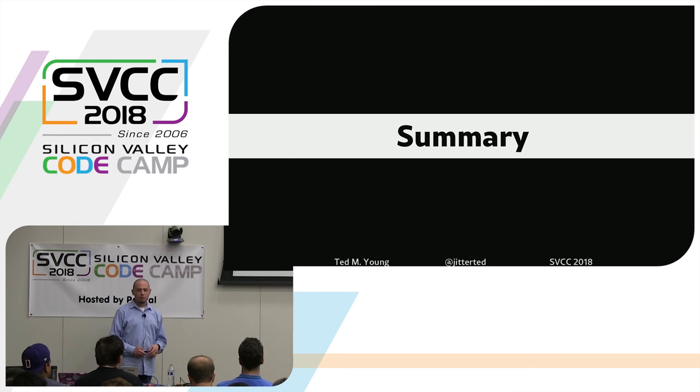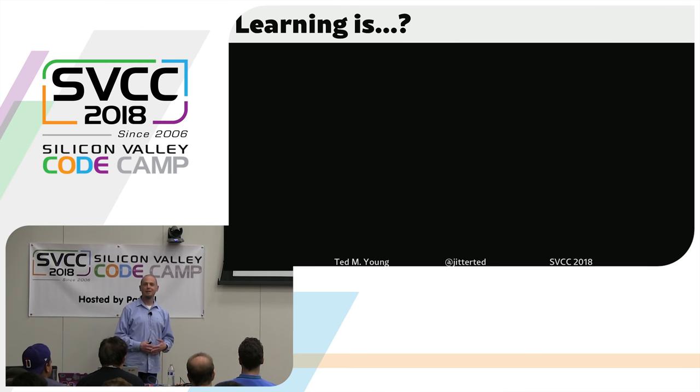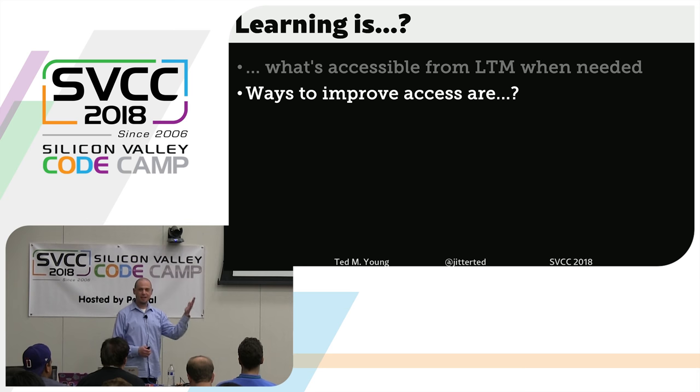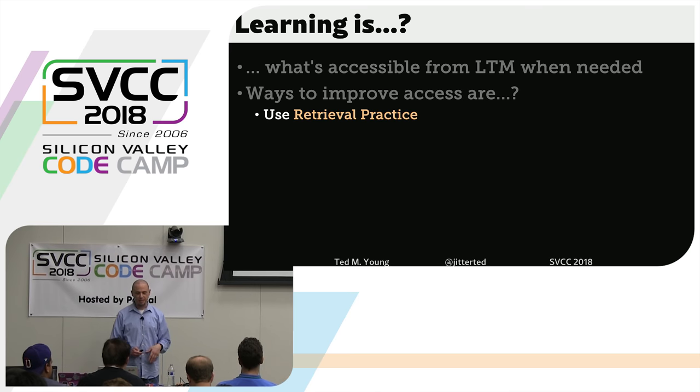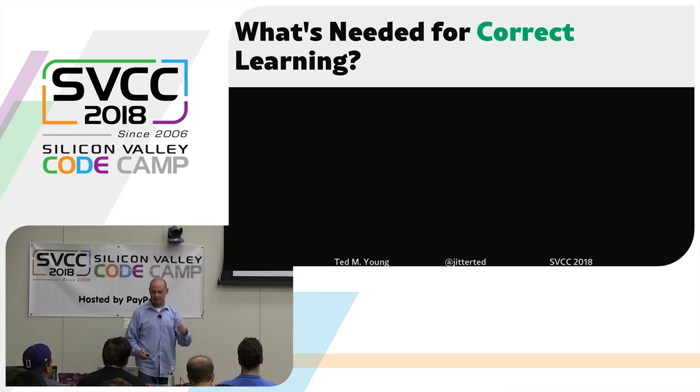Okay, so let's do some retrieval practice. What is learning? What's accessible from long-term memory when needed? What are some ways to improve that access? Testing. What else? Practice. Right? Retrieval practice. Some examples of retrieval practice: testing, spacing. What do you need for correct learning? Feedback. When do you need it? In a timely fashion.